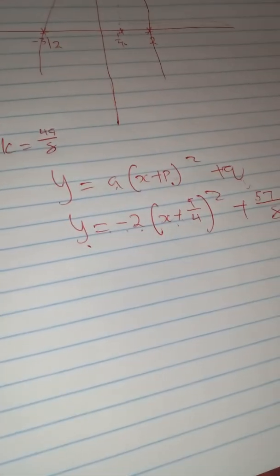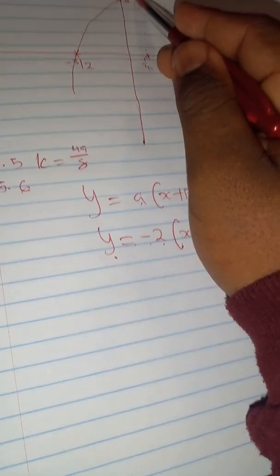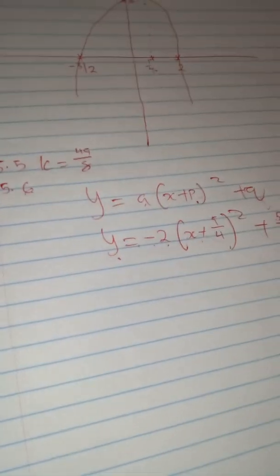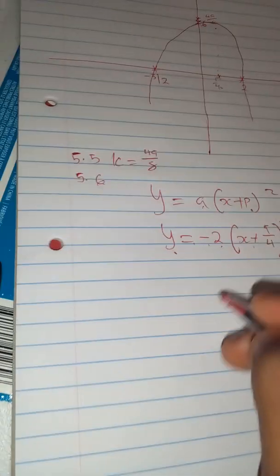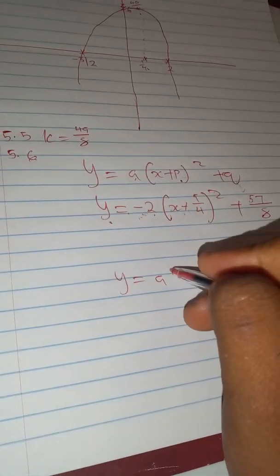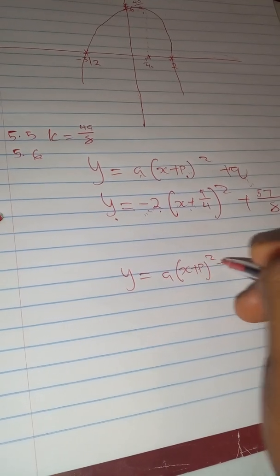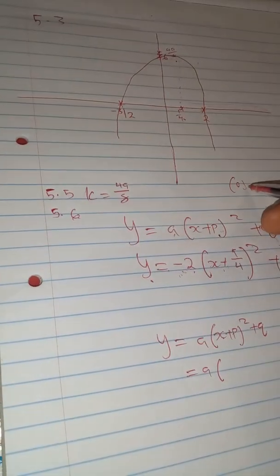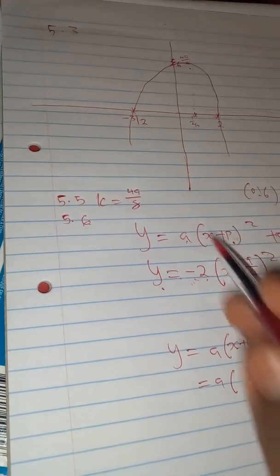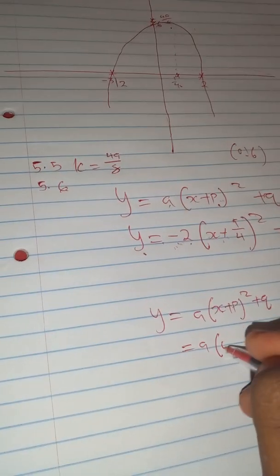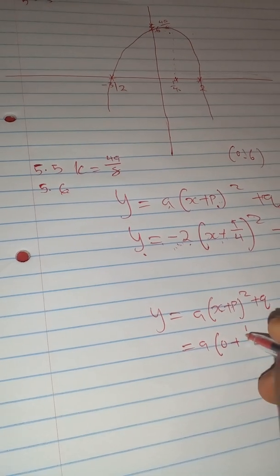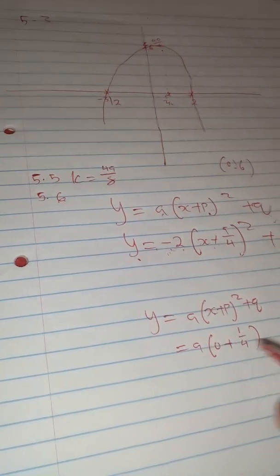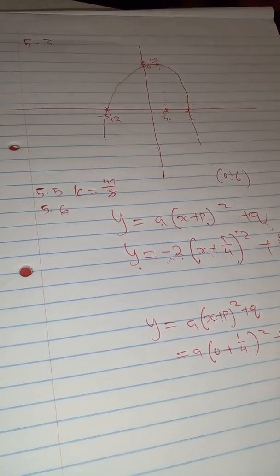You see, so it is just like that. Sometimes they can say find the value of a. You're going to have to use your coordinates for the turning point and use this value so that you can get a. I'm not sure, but let's try it. We just want to get the value of a so that it can give us negative 2. y is equal to a(x plus p) squared plus q. Then a, what is my x? It is 0 and 6. I'm using this one, so it will be 0 plus 1 over 4. It is no longer 9 over 4, it is 1 over 4 squared plus 49 over 8.